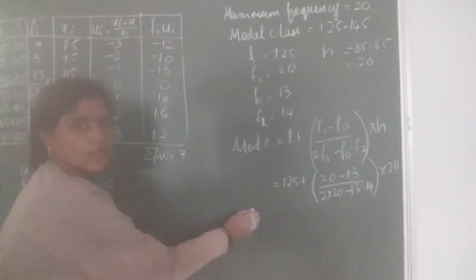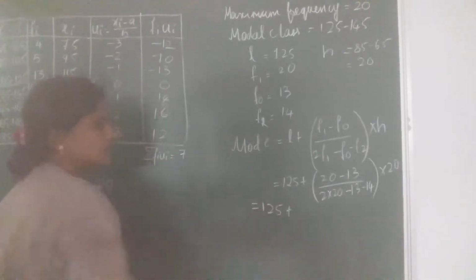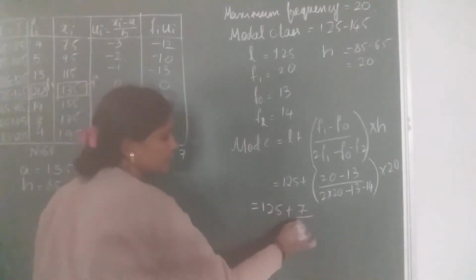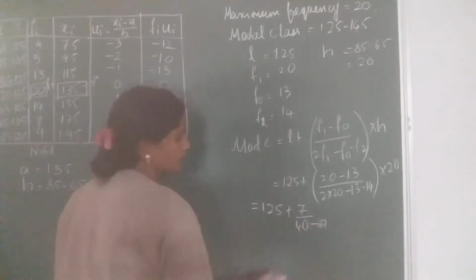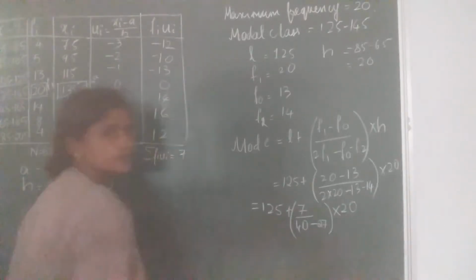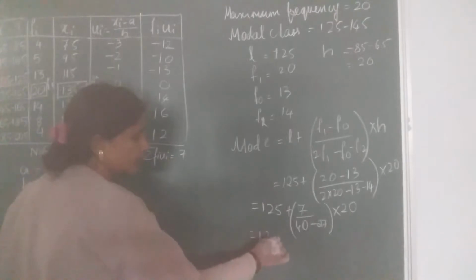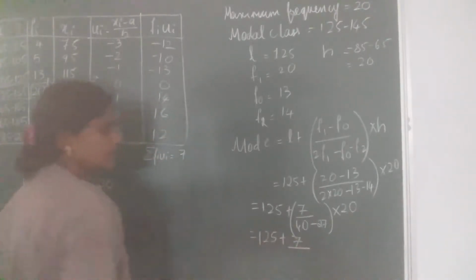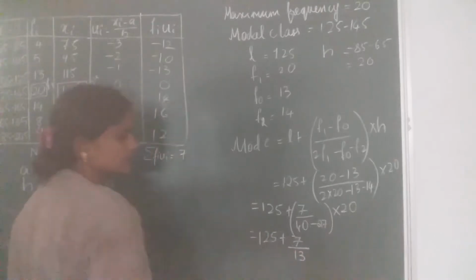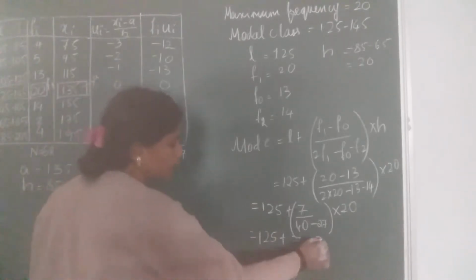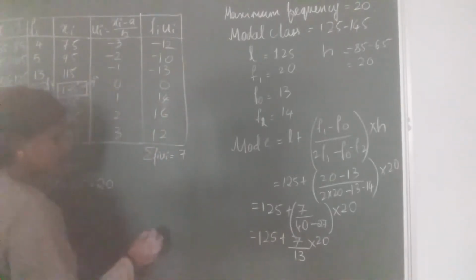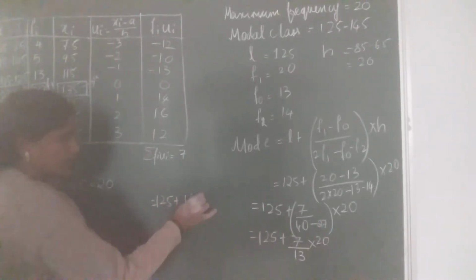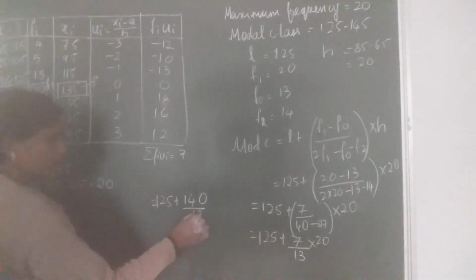Now let us solve it here. 125 plus 20 minus 13, it is nothing but 7. 7 by 40 minus 13 minus 14. Add it, so it will be 27, into 20. So the last will be 125 plus 7 by, it is nothing but 13, 40 minus 27, 13, into 20. Is it clear? Next, it is nothing but 125 plus 7 into 20, it is 140 divided by 13.